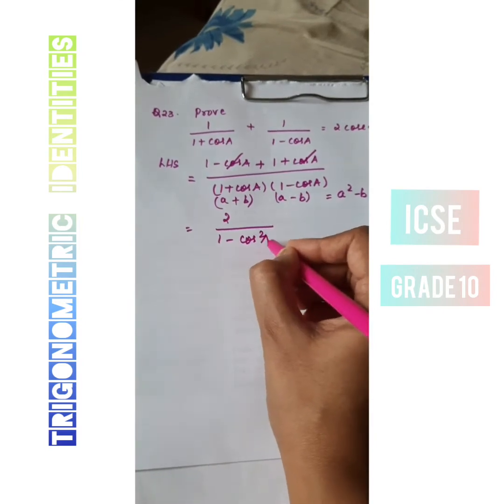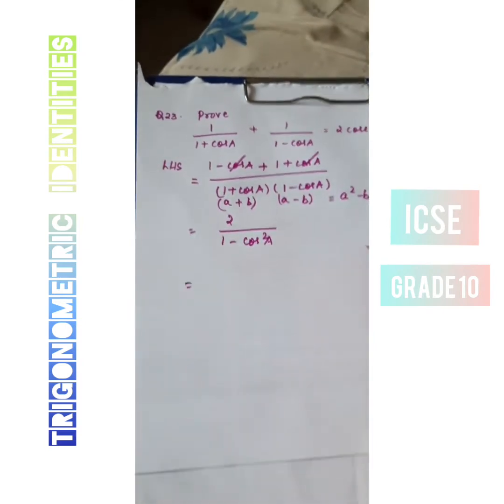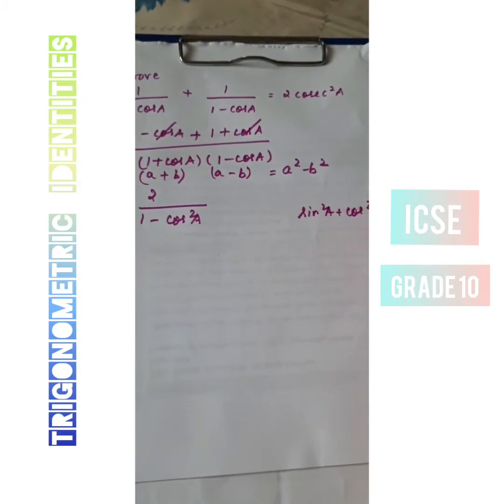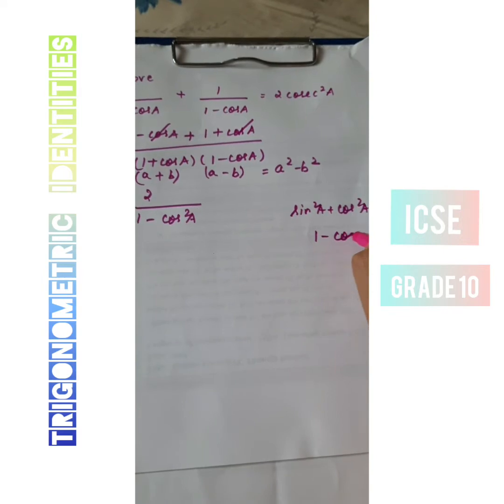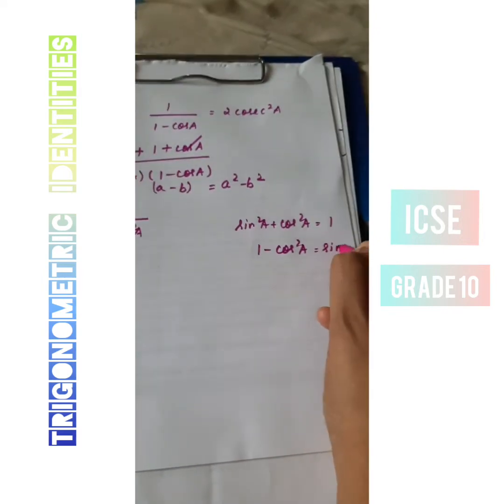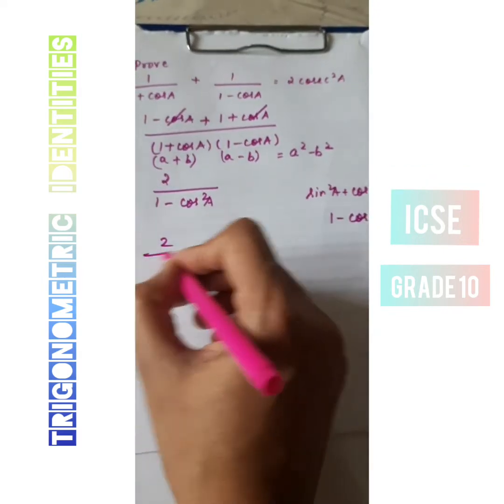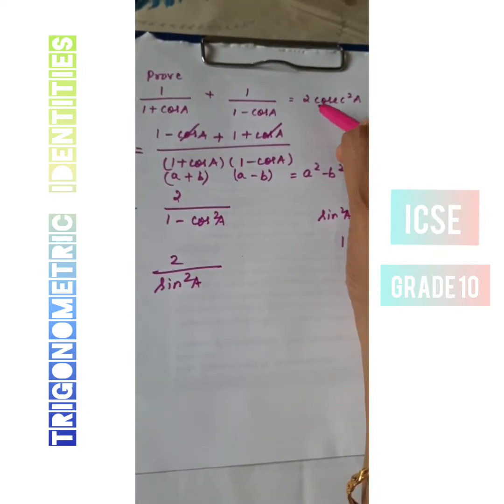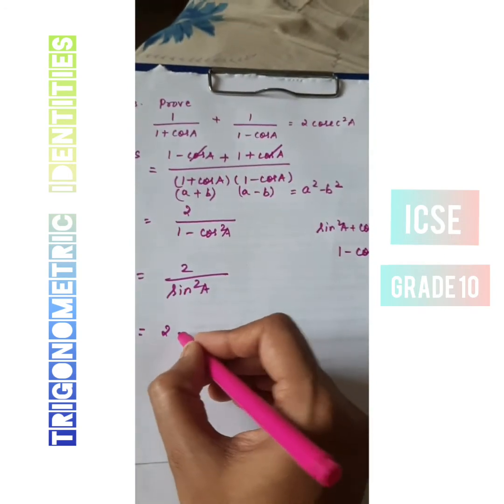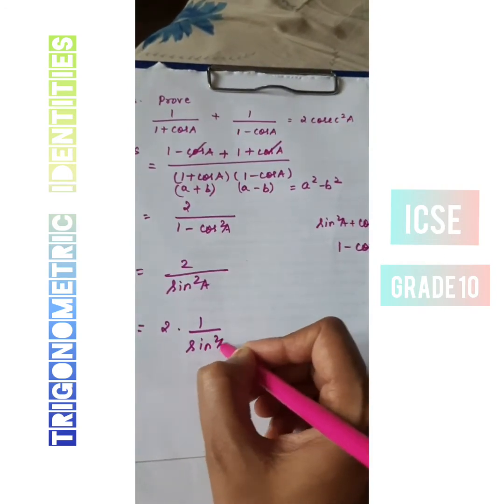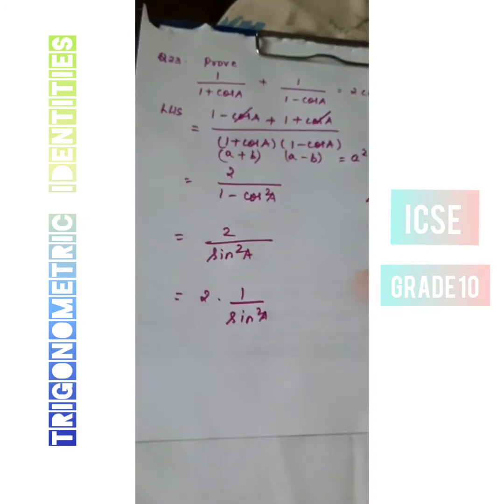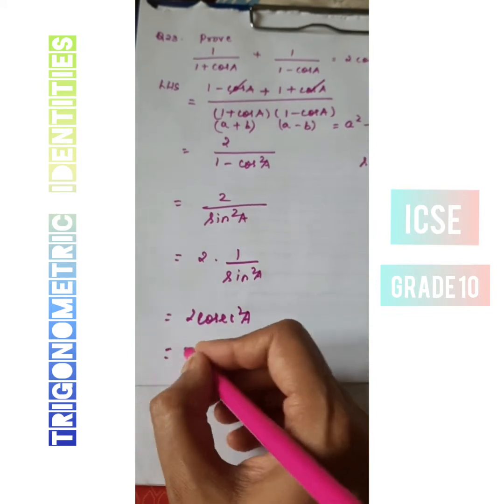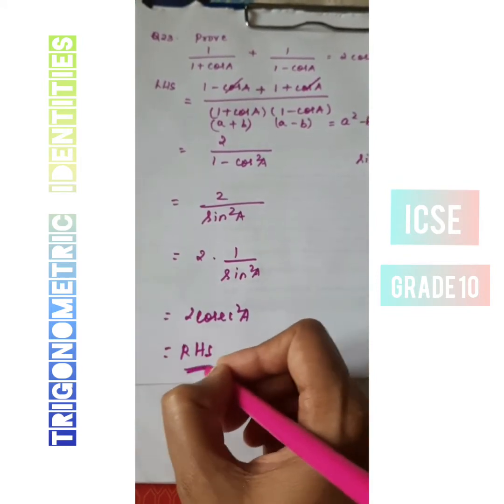So 1 minus cos square a, which can be further written using sine square a plus cos square a equal to 1. So sine square a equal to 1 minus cos square a. That's what we're going to replace the denominator with, sine square a. And 1 by sine square is a reciprocal, so it's cosecant square. Just for the understanding, I'm adding one more step. So that is 2 cosecant square a, and that's the RHS, hence proved.